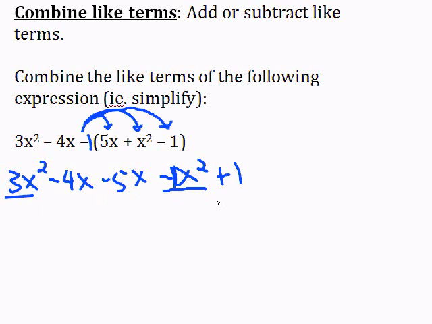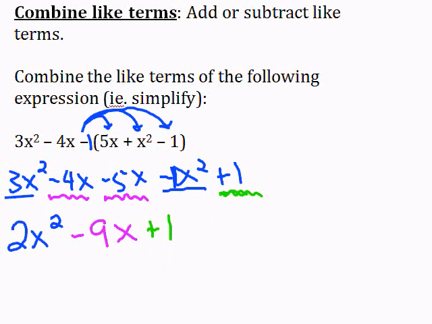What is 3 minus 1? The answer is 2, so I have 2x squared. Let's combine our next like terms. Negative 4x. Is there any like term with negative 4x? Well, yes, there is. It's negative 5x. So negative 4x's and negative 5x's gives you how many x's total? Negative 4 plus a negative 5 gives you a negative 9x. Then we have the 1 left over. Since the 1 has no other constants to combine with, we just write plus 1.